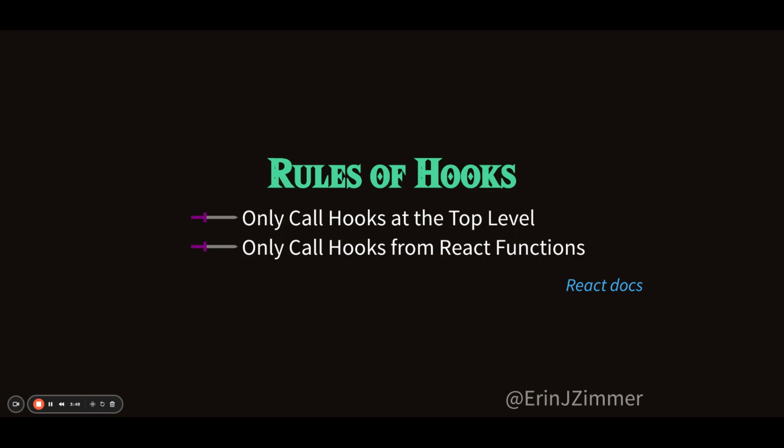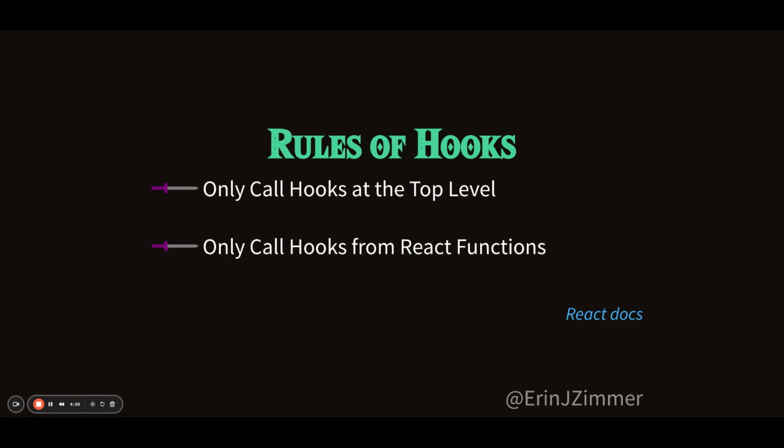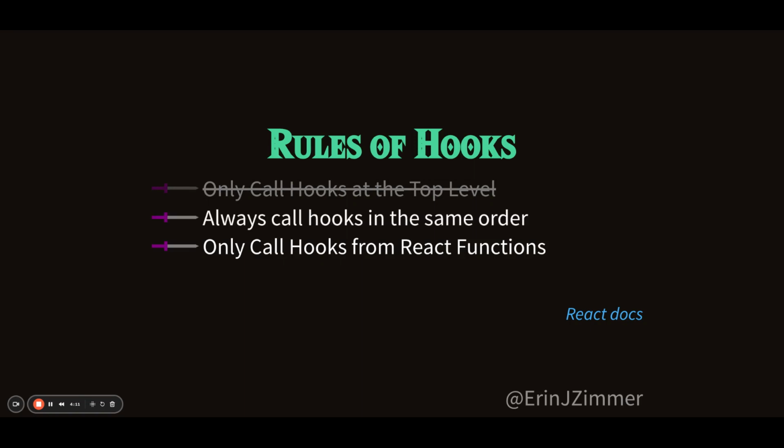You might also have seen the rules as a linter error. React hook useRef is called conditionally. React hooks must be called in the exact same order in every component render, which I think is a way more helpful phrasing of the rules. And in fact, I would suggest that we reword the rules to reflect that kind of phrasing better. So instead of saying only call hooks at the top level, we can say always call hooks in the same order. So this means that all of the hooks within a single component always have to be called in the same order every time that component renders. So the component can't return early and not call some of its hooks. You can't have hooks inside of if statements or while loops.